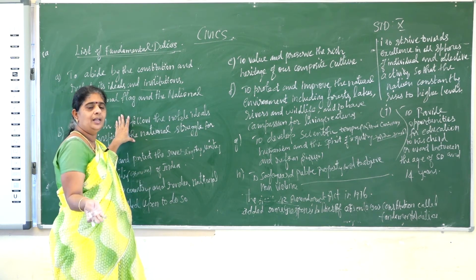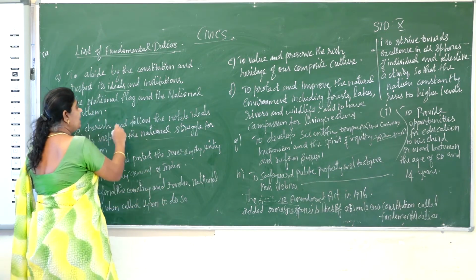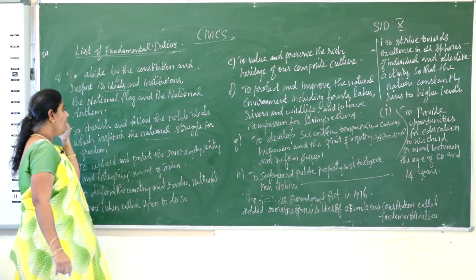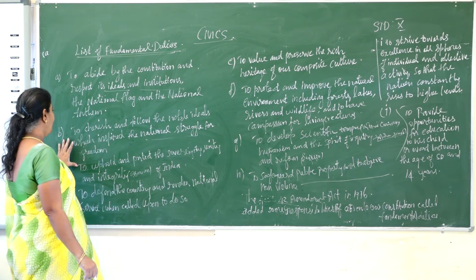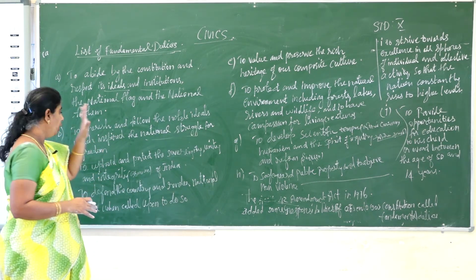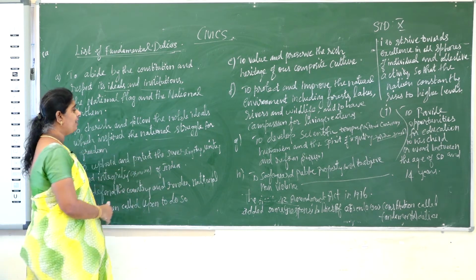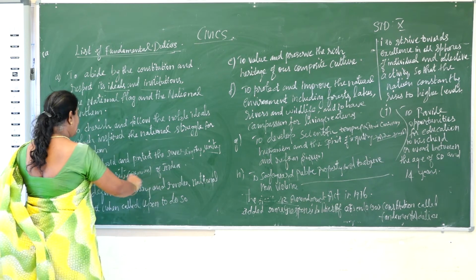For example, non-violence. So this is what is meant by cherishing and following the noble ideals which inspired the national struggle for freedom. We have to follow this. The next is to uphold and protect the sovereignty, unity and integrity.